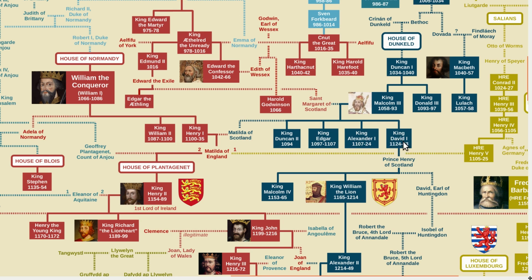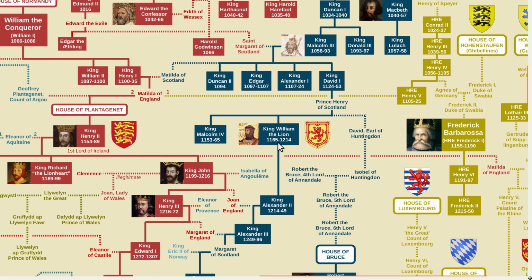And David I was followed by two of his grandsons, Malcolm IV, and then William the Lion. And it's during the reign of William the Lion that Scotland started to use this coat of arms, which we now are quite familiar with today, the red lion on the yellow background. And this particular symbol can still be seen as part of the coat of arms of Great Britain today.